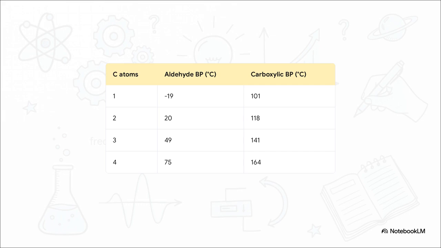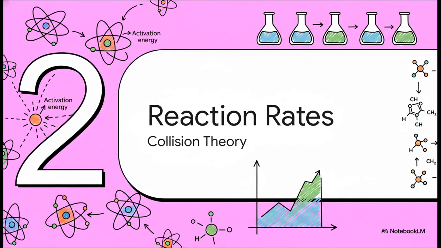But hold on, look at the staggering difference between the two series. Carboxylic acids boil at way higher temperatures because they form really strong hydrogen bonds, whereas aldehydes are just working with weaker dipole-dipole forces. Moving right along to Section 2, Reaction Rates and Graphs.